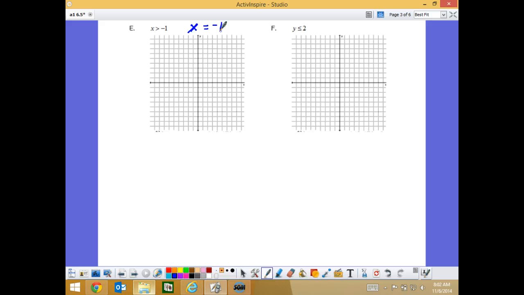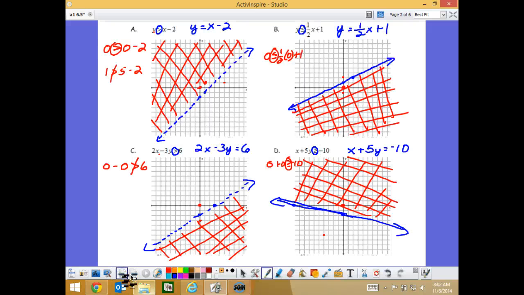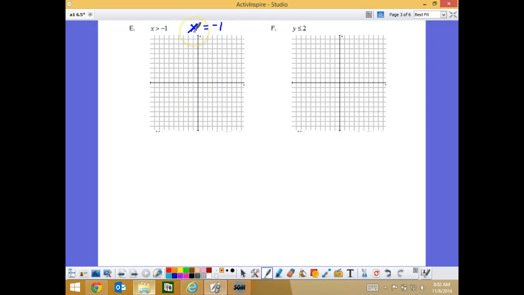Now, since we only have one variable, that means that line only crosses the x-axis. Looking back here, we had both x and y in our equations. The lines cross both axes. In this case, we only have x. So that means that the line only crosses the x-axis. And it crosses the x-axis at -1, so we have a vertical line. It will never cross the y-axis since we have no y in the equation.